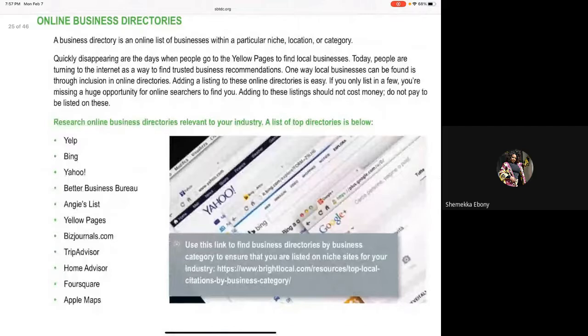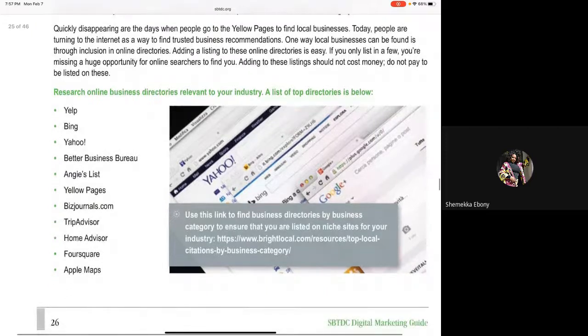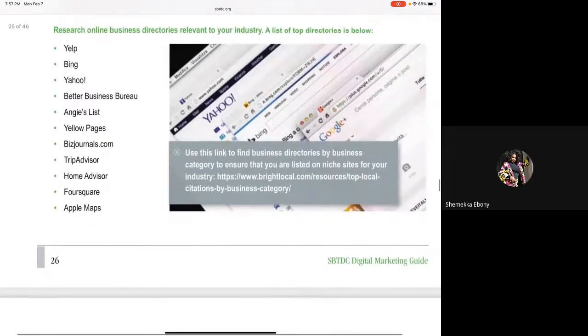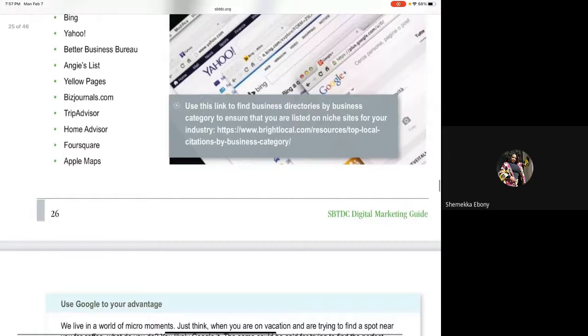Then online business directories. Here is a list of these where you can search to see how quickly your business comes up, or if it does. If there are free registrations on these, get your business on them. It is another way to maximize your digital marketing plan.